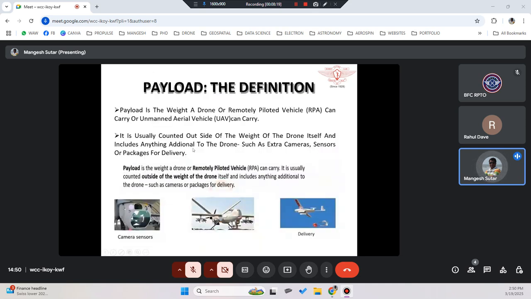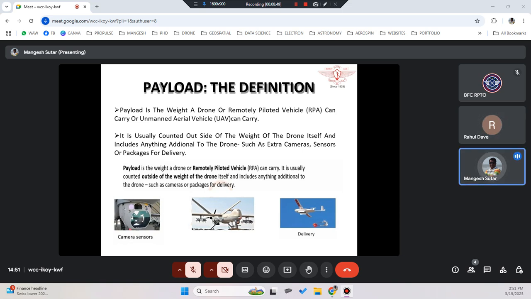Okay, so the payload definition. The payload is the weight a drone, or remotely piloted vehicle, or unmanned aerial vehicle can carry. Whatever the drone you have, payload is the weight a drone or remotely piloted vehicle can carry. It is usually counted outside the weight of the drone itself, and includes anything additional to the drone, such as an extra camera, sensor, or package for delivery.